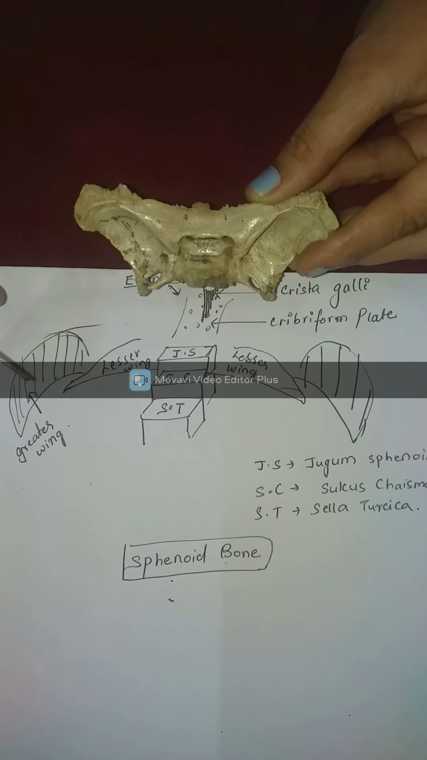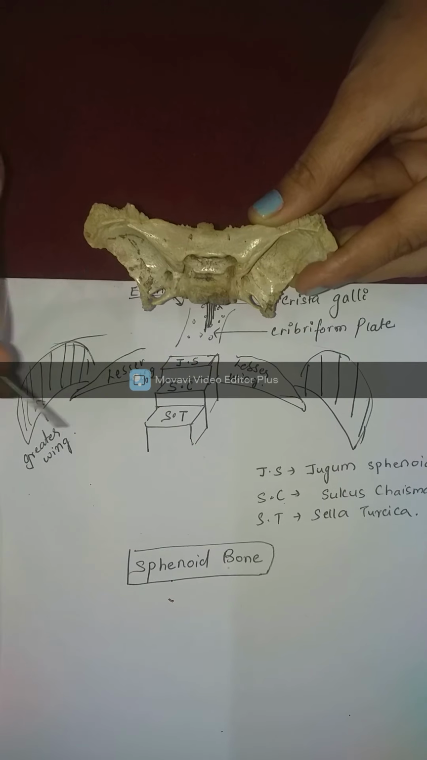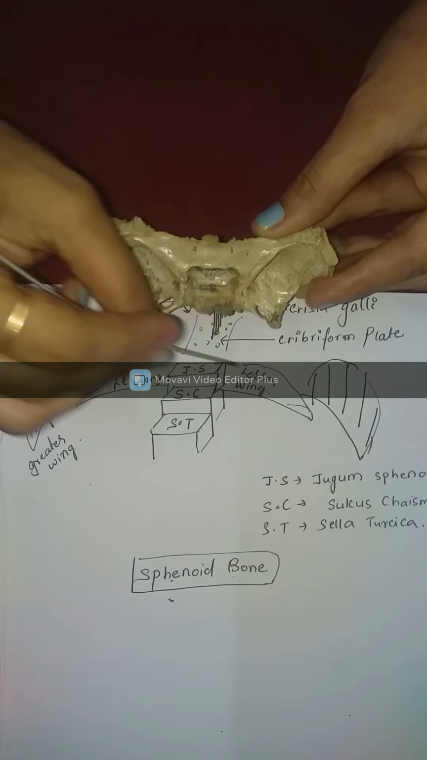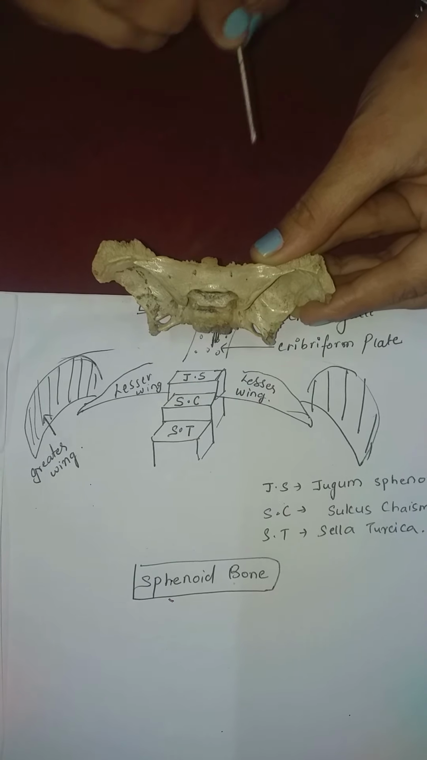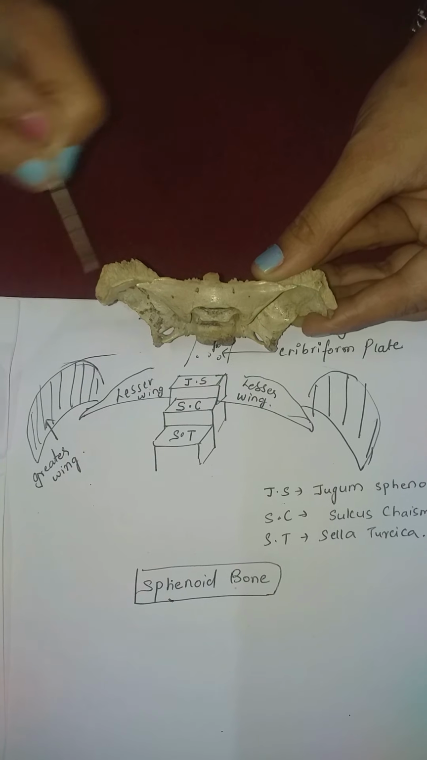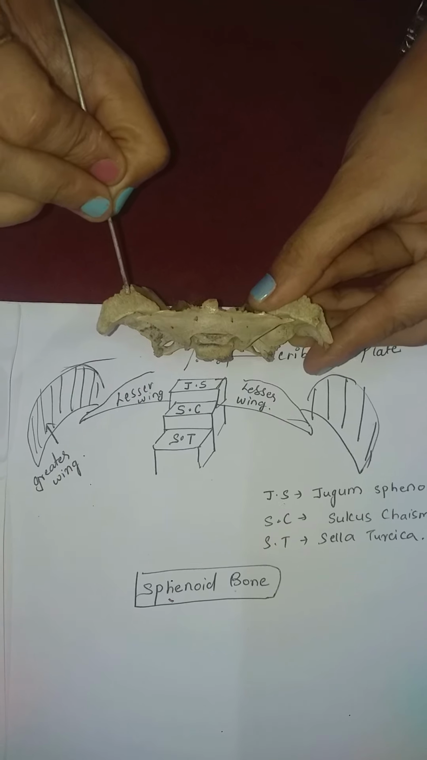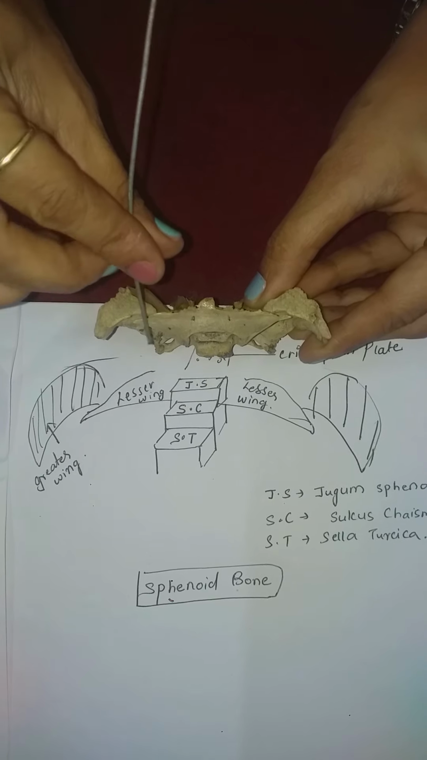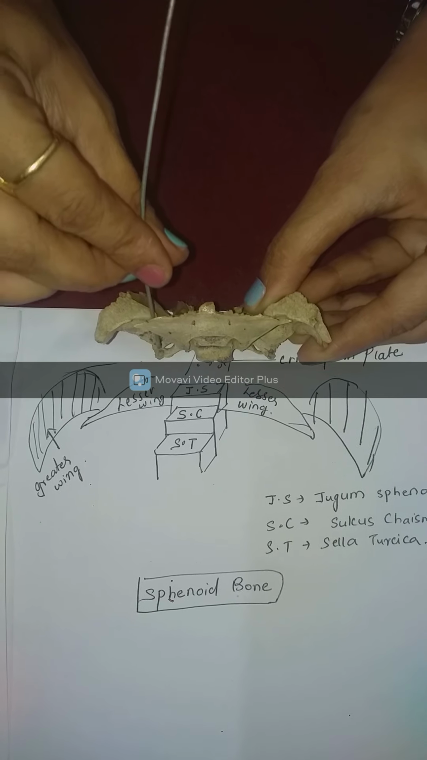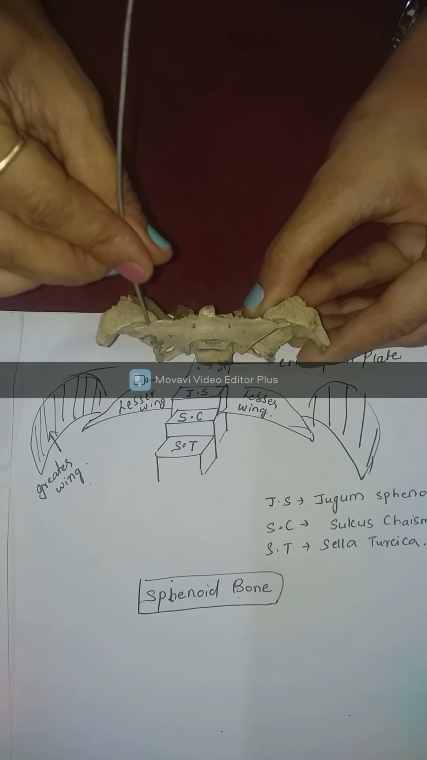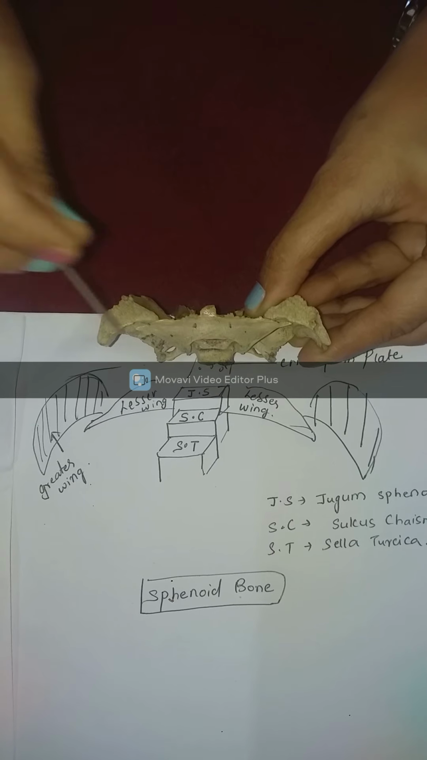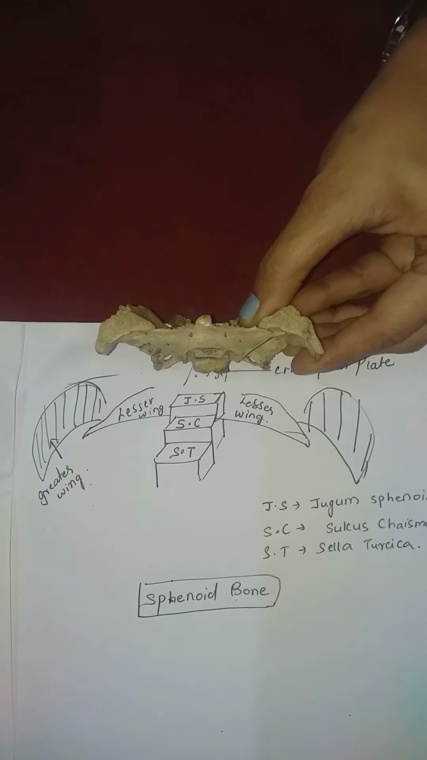I have made a depiction diagram for this. Let us see. This is the lesser wing on either side. These are the greater wings on either side. Identify the gap between the lesser wing and the greater wing. My wire is going through it. And this part will articulate with the parietal bone. Okay? Let me keep it.